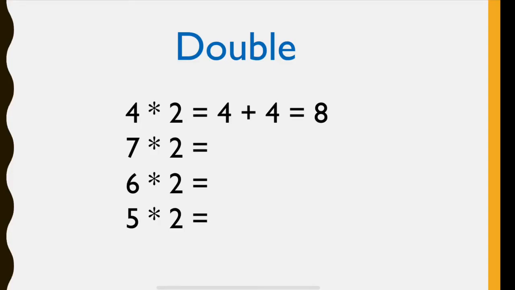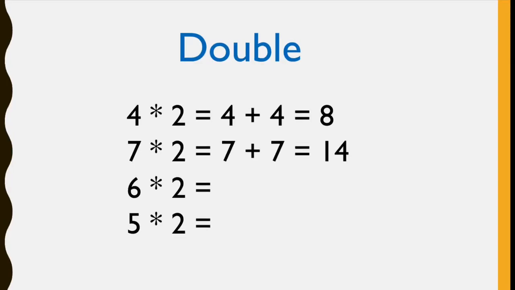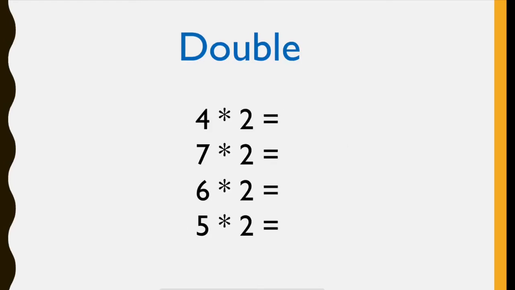Next example, we need to double 7. So 7 plus 7 equals 14. So if you want to double 7, as you can see, if we want to double 4, we just add 4 plus 4. If we want to double number 7, we have to add the same number, right? 7 plus 7. Preschool group, please take pen and paper and double all these examples.